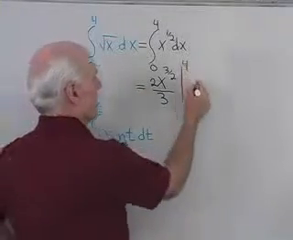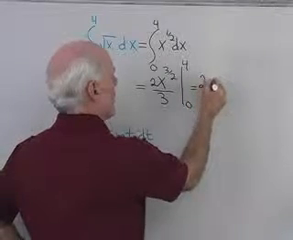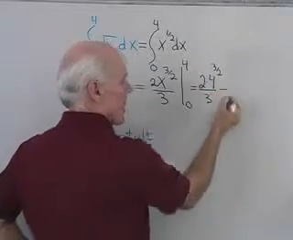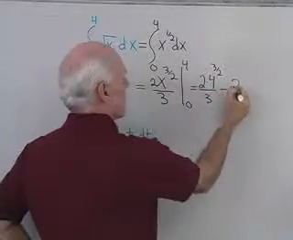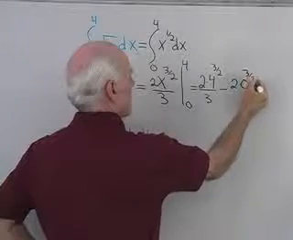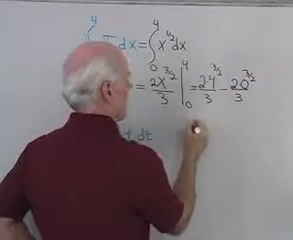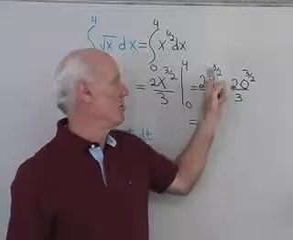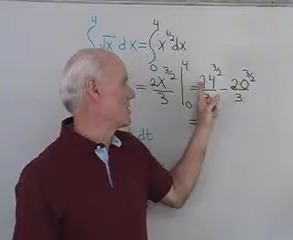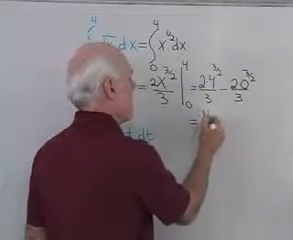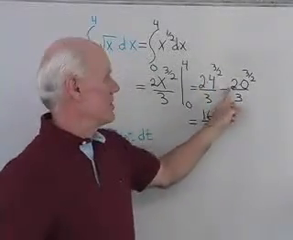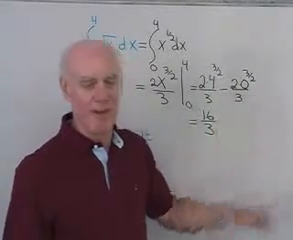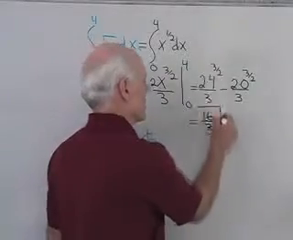All right, so now I need to evaluate at 4. So I have 2 times 4 to the 3/2, all divided by 3, minus 2 times 0 to the 3/2, all divided by 3. Okay, 4 to the 3/2, well, let's see, I'm going to take the square root of 4, that's 2, I'll cube it, that's 8, times 2 is 16, divided by 3, minus, well, this is just going to be 0, because 0 to the 3/2 is 0, times 2 is 0, divided by 3 is 0, so there's my answer, 16/3.